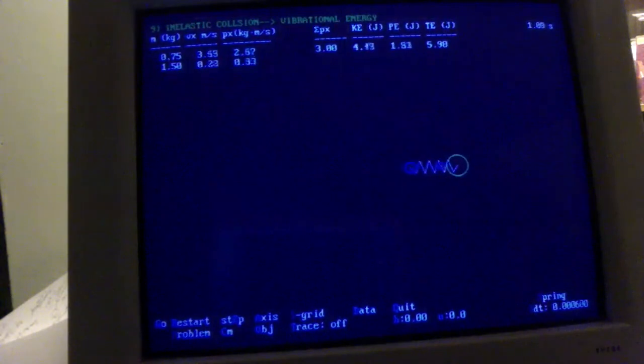Now take a look at the kinetic and potential energies. They keep changing. The total energy is staying fairly constant. It should be exactly constant. That's an error due to the computer round off. I'm running the thing kind of fast. I should really run it slower and you'll get way less error. But the momentum stays constant.